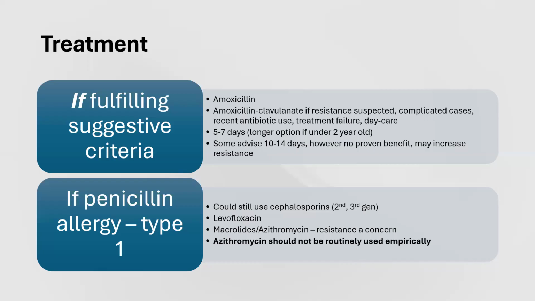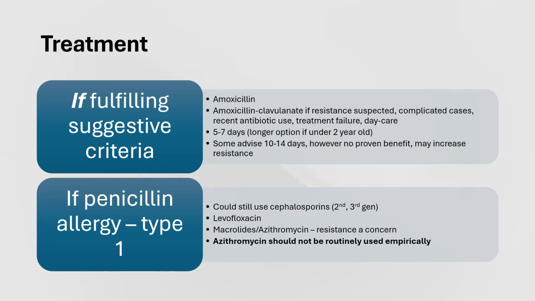So if they're fulfilling the suggestive criteria, amoxicillin is a perfectly good choice, but if you're suspecting there might be resistance, and that's often in children who've had recent antibiotics, or they attend daycare where there's a lot of antibiotic use, or if there's been treatment failure, you could, and certainly in complicated cases, you'd want to use amoxicillin clavulanate, and basically as short as 5 days, even though there's some literature that says go up to 14 days. Even 5 days is sufficient. Longer if you're worried because it's a younger child, a younger infant, or they seem complicated, obviously.